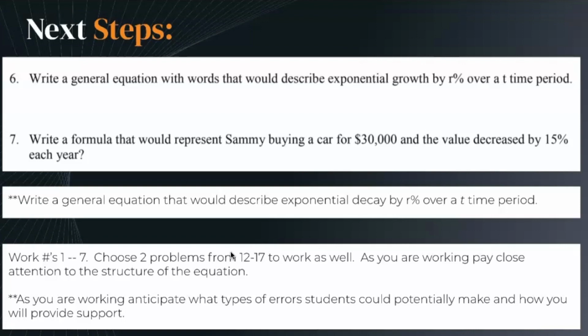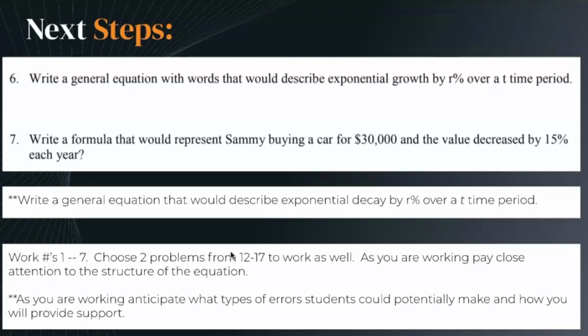So the purpose of having students write that out several times is so that they can learn how to derive a general equation that would describe exponential growth by R% over a t time period. Here, it might be a good idea to have kids practice how to convert a percent to a decimal, just so that when they are writing their equation, they're writing it correctly.